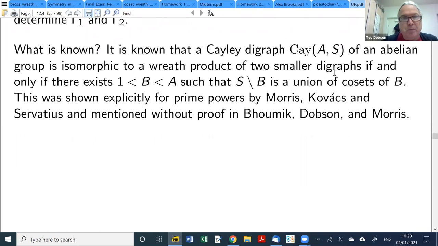If you have a Cayley graph of an abelian group A, it turns out to be isomorphic to a wreath product of two smaller graphs, I got a little typo, I should have graph there, if and only if you can find a proper non-trivial subgroup B of A, and if you take out the elements of B from the connection set, what you're left with is a union of cosets of B. Now notice I didn't say left or right, because of course in an abelian group, left and right cosets are the same. So this was shown explicitly for prime powers by Joy Morris and then Istvan and Mary Servatius.